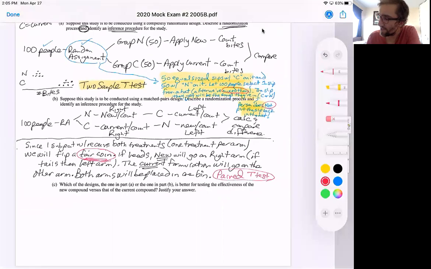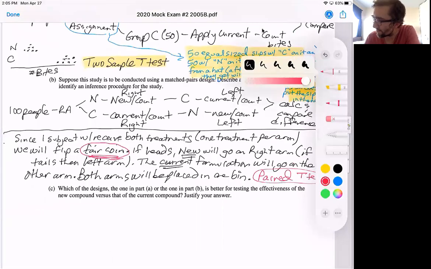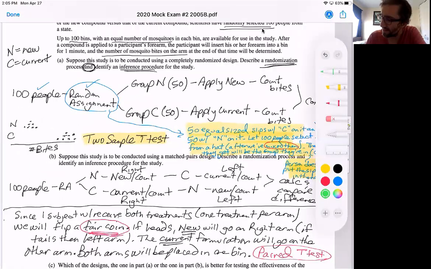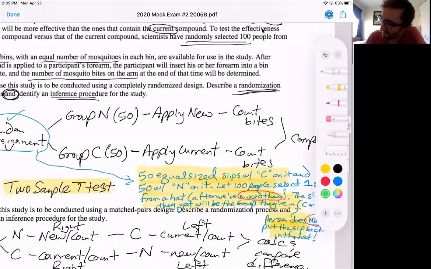So I do want to mention, maybe let me write it in green. If you're asked for hypotheses for this first question, the hypotheses might look like this: mu new minus mu current equals 0 is your null.